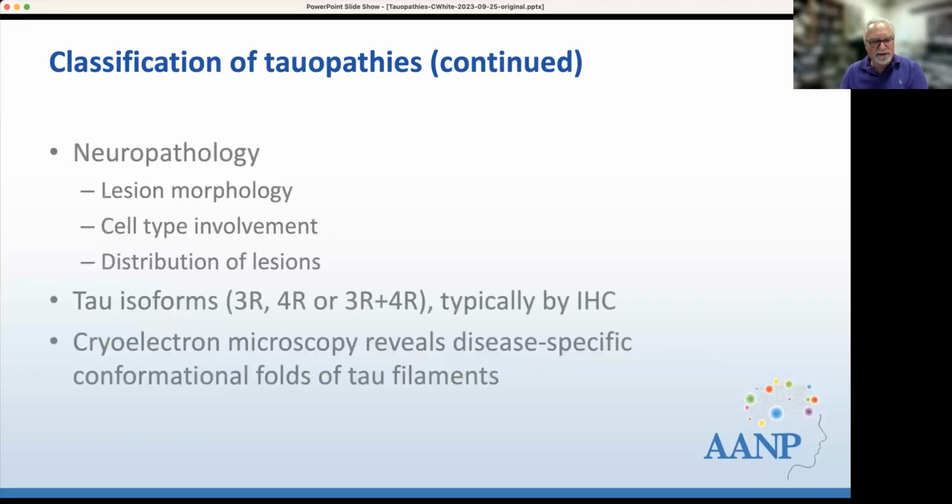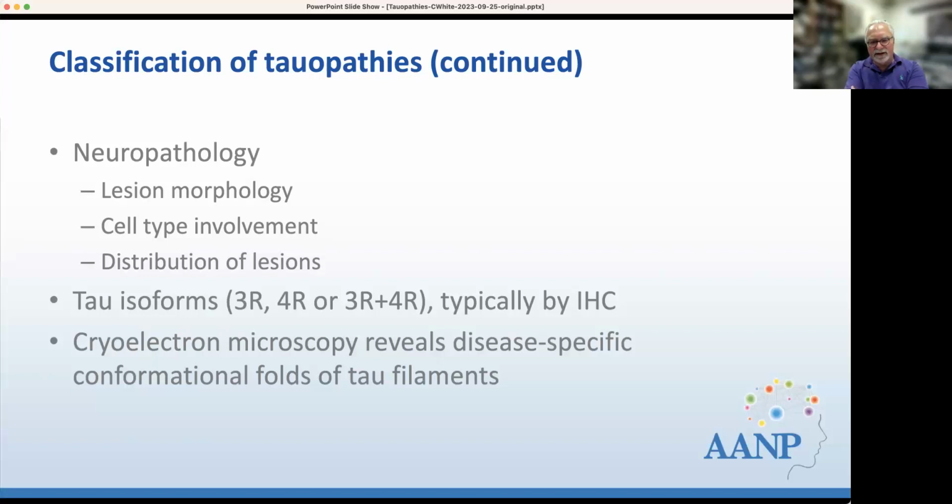So for our purposes, really the best way to classify the tauopathies is based on their neuropathology. And this includes lesion morphology, the type of cells that are involved, the distribution of lesions, and the type of tau isoforms that are expressed. And conveniently, we can identify tauopathic lesions by using antibodies to phosphotau and also antibodies to the 3R and 4R isoforms of the molecule.